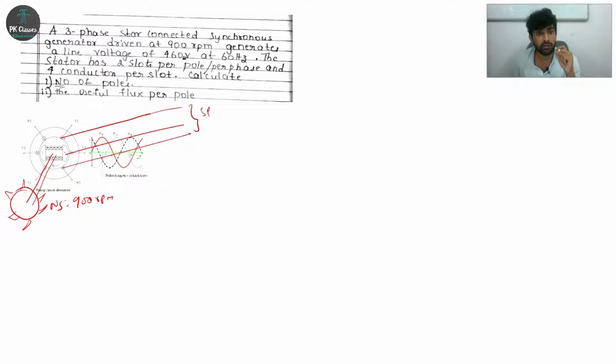Generates a line voltage of 460 volts, 60 hertz. So output voltage is EL is equal to 460 volts. Frequency is 60 hertz they have given, right? The stator has two slots per pole per phase. So number of slots per pole into phase is equal to 2, right? And 4 conductor per slot. So conductor per slots they are given 4.